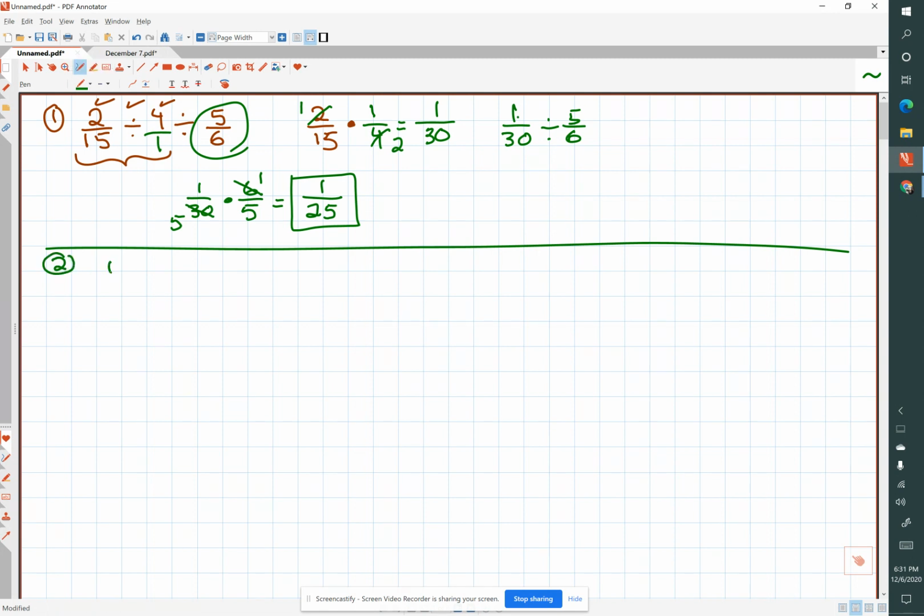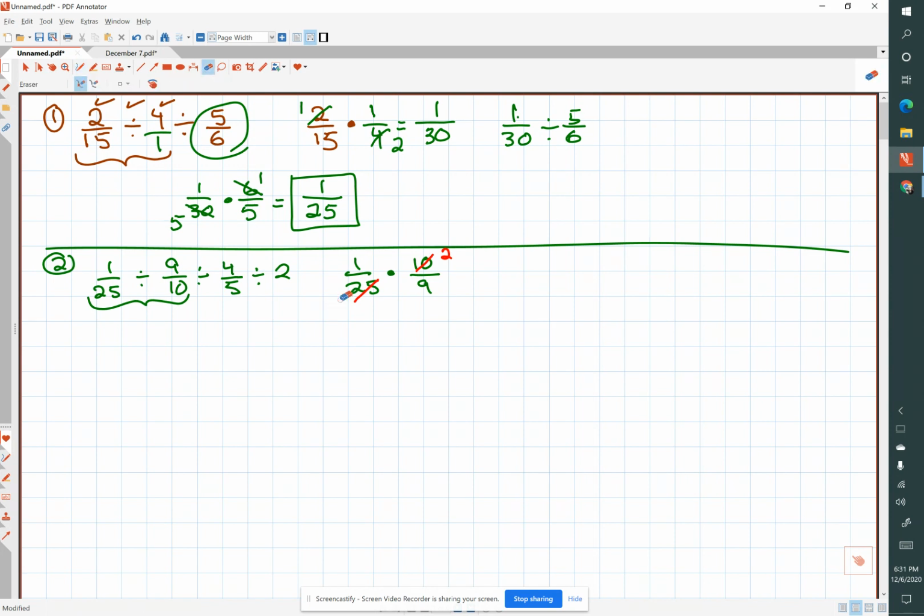This is number 2, 1 over 25 divided by 9/10 divided by 4/5 divided by 2. So we'll start right here. We'll use our keep, change, flip. 1 over 25, change the division to multiplication, and the reciprocal of 9/10 is 10 over 9. I can't simplify the 1 and the 9, but the 10 and the 25 are both divisible by 5. 10 divided by 5 is 2. 25 divided by 5 is 5.